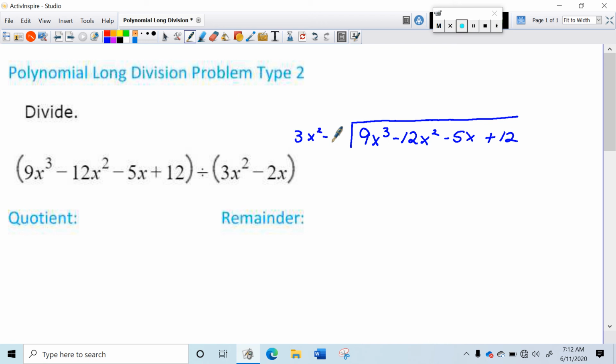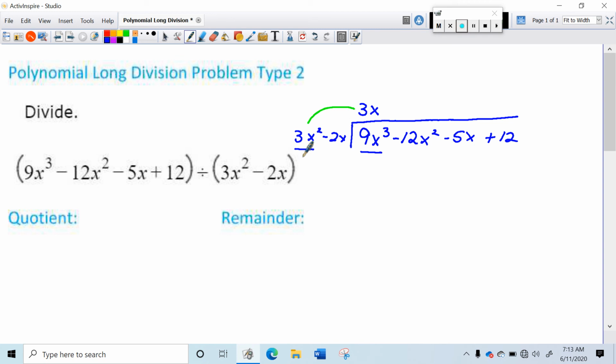3x squared minus 2x. Now we're just dealing with the first terms. The numbers themselves you divide. So 9 divided by 3 is 3. The letters, inside is what you want, outside is what you have. So I want 3 x's, but I have 2. So what you're missing goes up top. So I'm missing an x. Once you find out what you're missing, then you go back around and you multiply.